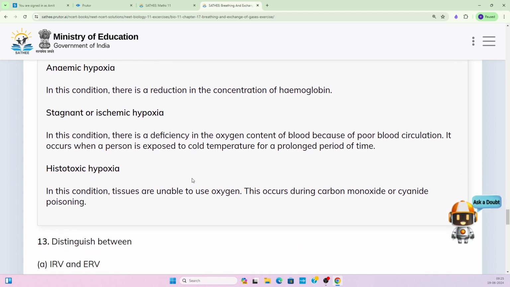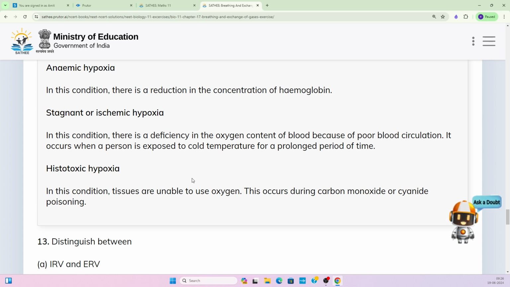Stagnant or ischemic hypoxia. In this condition, there is a deficiency of oxygen content of the blood because of poor blood circulation. When the circulation of the blood is affected, you see ischemic hypoxia. It occurs when a person is exposed to cold temperature for a prolonged period of time. Right? Histotoxic hypoxia. In this condition, the tissues are unable to use oxygen.